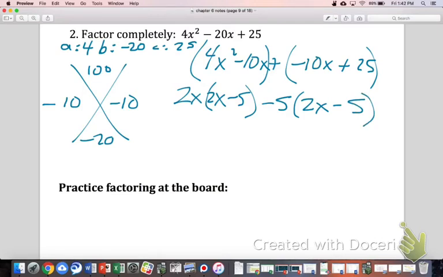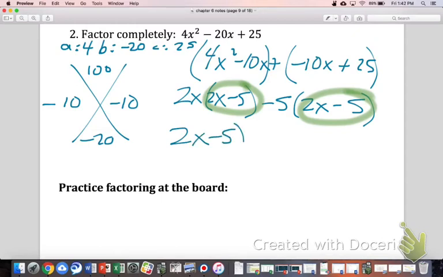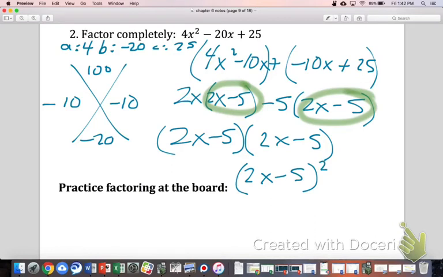Make sense? And then you still have a GCF you can bring out. The GCF would be, both of them have a 2x minus 5. Colby? You're left with that. So maybe your final answer could be 2x minus 5 quantity squared, perhaps. Or you could leave it like that. Either way.